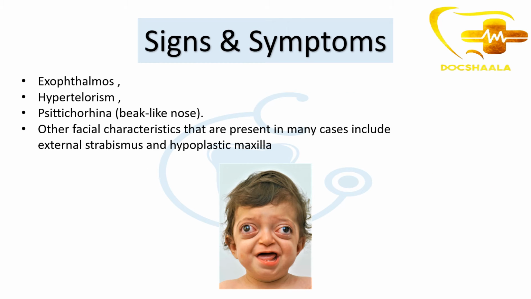So you can appreciate from this image the main sign here, which is exophthalmos, that is eyes coming out of the orbit. Okay, hypertelorism, and psittacorhina, which is nothing but a beak-like nose. You can see this here. Other facial features that are present in many cases include external strabismus and hypoplastic maxilla. Hypoplastic maxilla is important for you. External strabismus is of the eye.